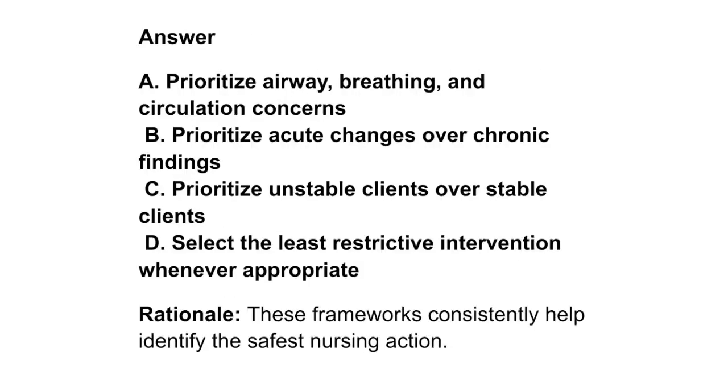Answer. A. Prioritize airway, breathing, and circulation concerns. B. Prioritize acute changes over chronic findings. C. Prioritize unstable clients over stable clients. D. Select the least restrictive intervention whenever appropriate. Rationale. These frameworks consistently help identify the safest nursing action.